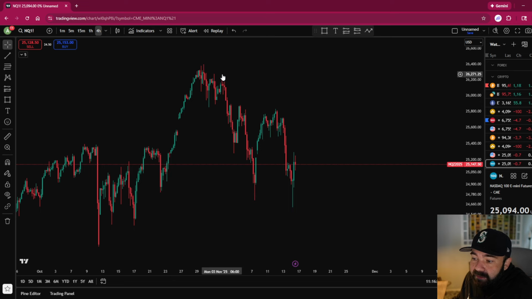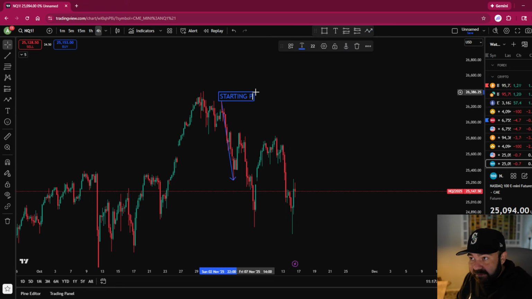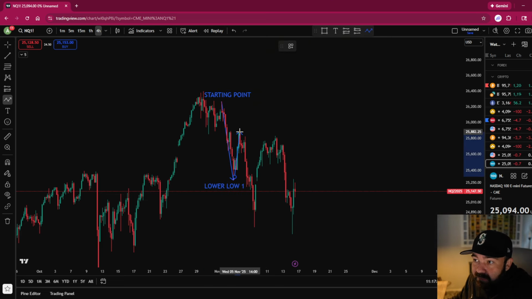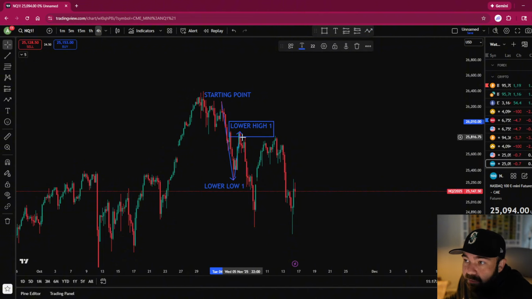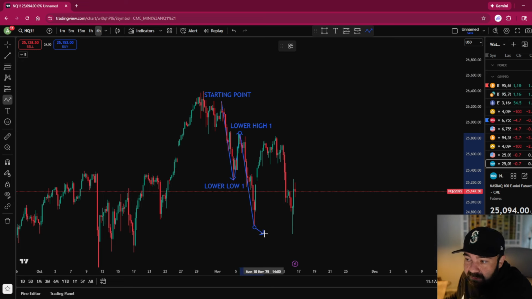Then, right here on Monday, the 3rd, at 6 a.m. Eastern Standard Time, we start to get our trend developing right here. So, to stick to the consistency, this is our starting point. This here is lower low 1. We then get the reversal here, and this creates lower high 1, just like we talked about down below. Lower high 1 because it is below the starting point, and as you can see here from the chart, it reverses down and it creates lower low 2.